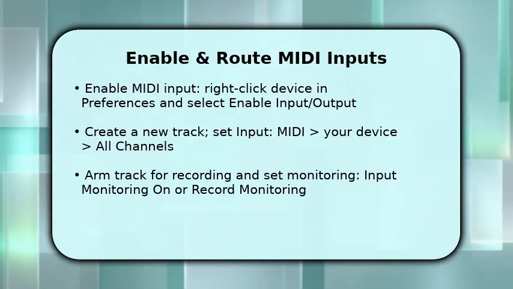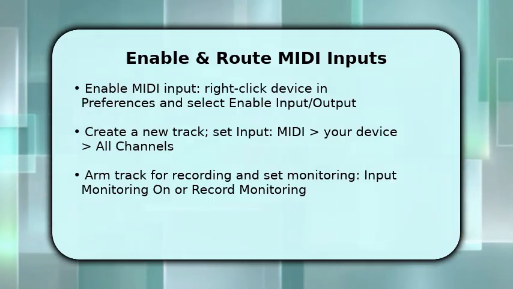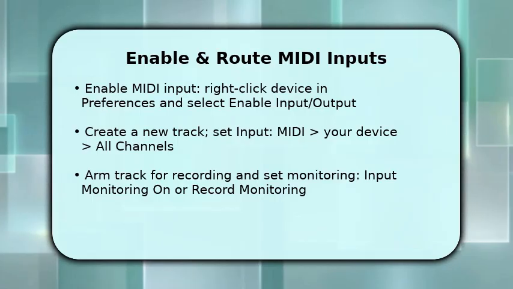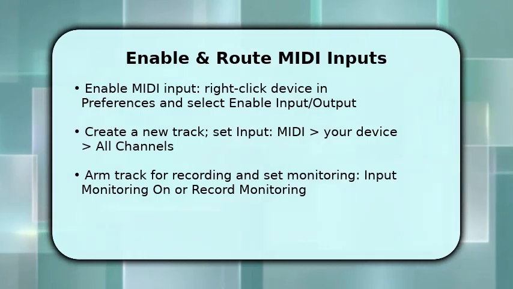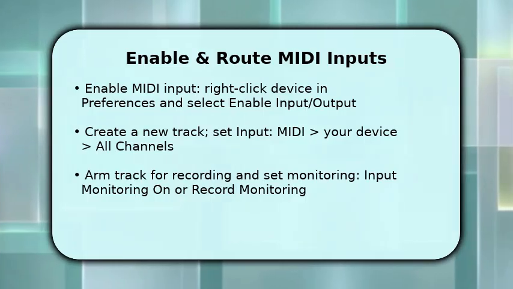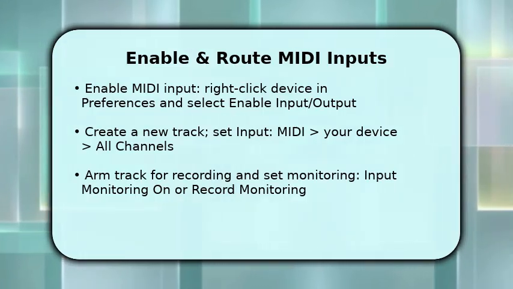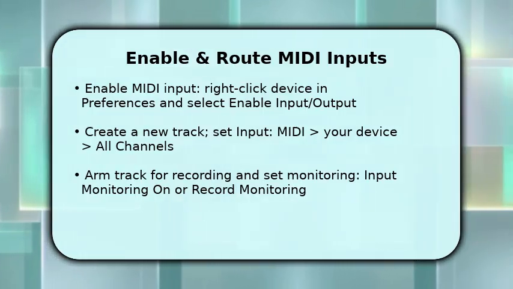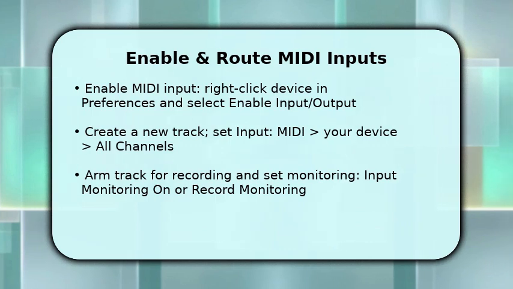Create a new track, click its input selector, choose MIDI inputs, and pick your device with all channels unless you want a specific channel. Once selected, arm the track for recording and turn on input monitoring so you can hear a soft synth or VST. This confirms notes are passing and maps are visible.